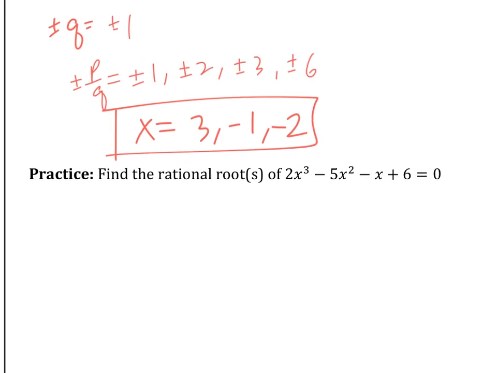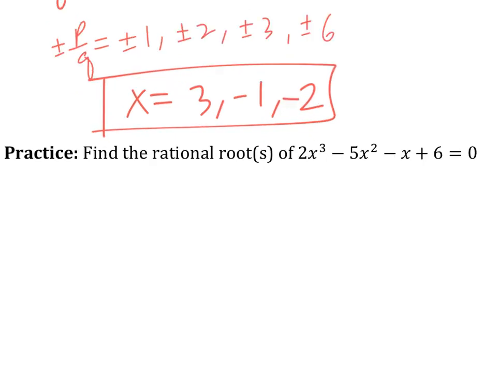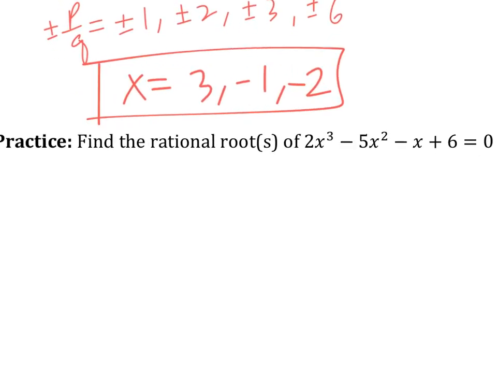All right, let's try another one. So now you guys get the drill, right? So go ahead and try the second one. This one, the Q is not nice, so P over Q is a little bit long. Okay, so for the sake of time, I'm just going to tell you the answer. It is 3 over 2, negative 1, and 2.